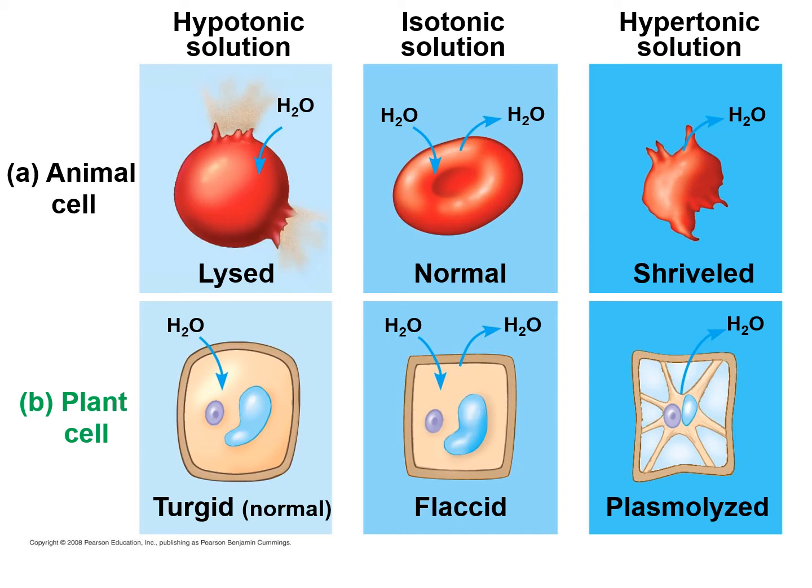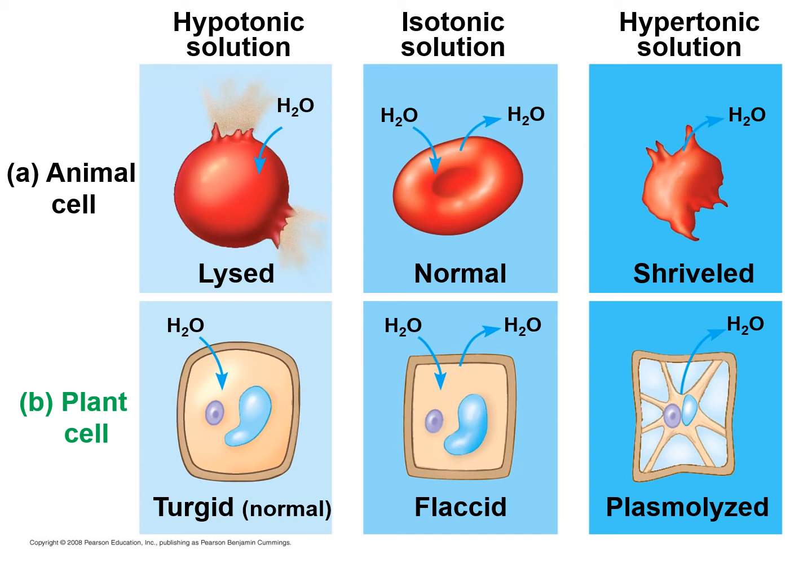If it's in an isotonic solution, then the cell is going to stay the same, and if it's in a hypertonic solution, the cell is going to shrivel, which is going to be detrimental to the cell as well. We need water inside the cell, of course, for all the chemical reactions of life to occur. Plants and also bacteria are quite different because they have a cell wall.